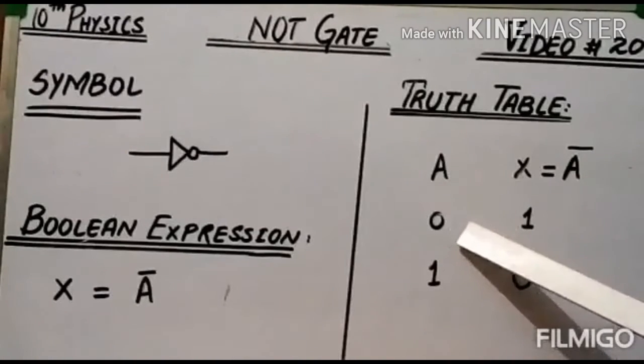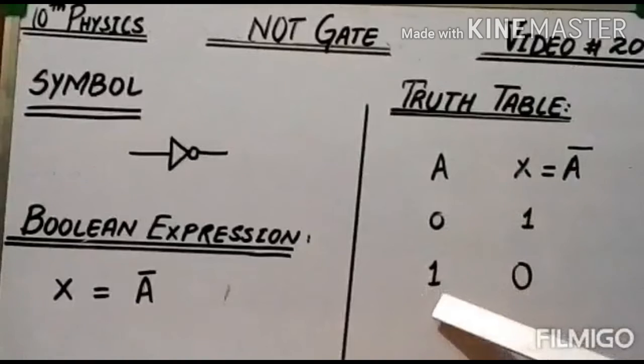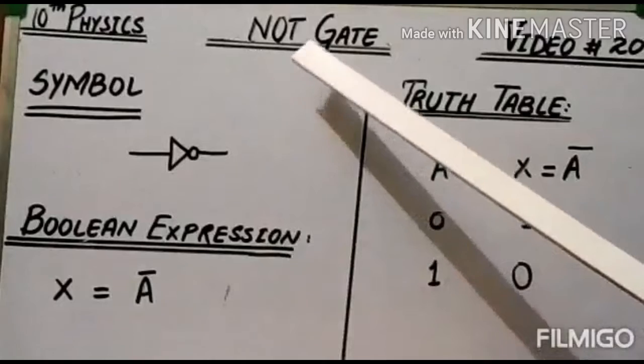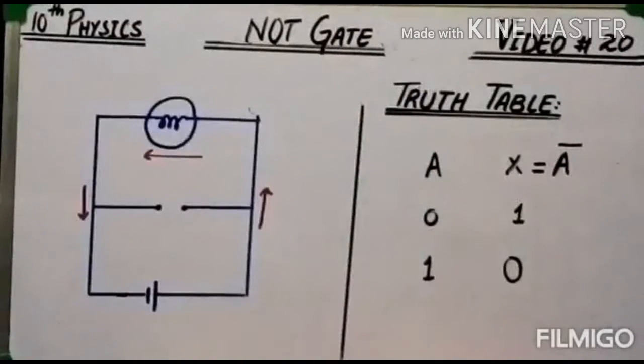If there is no light, the lamp will glow, but if there is light, the lamp will not glow. So that's why, if you see the roadside lights, they turn on and off automatically because of the NOT gates which are inserted in them. This is a practical circuit which behaves like a NOT gate.